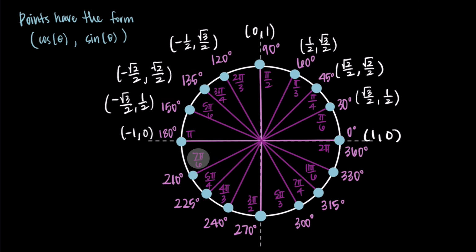So I have 7 pi over 6, 5 pi over 4, 4 pi over 3, 3 pi over 2, 5 pi over 3, 7 pi over 4, 11 pi over 6, and 2 pi.